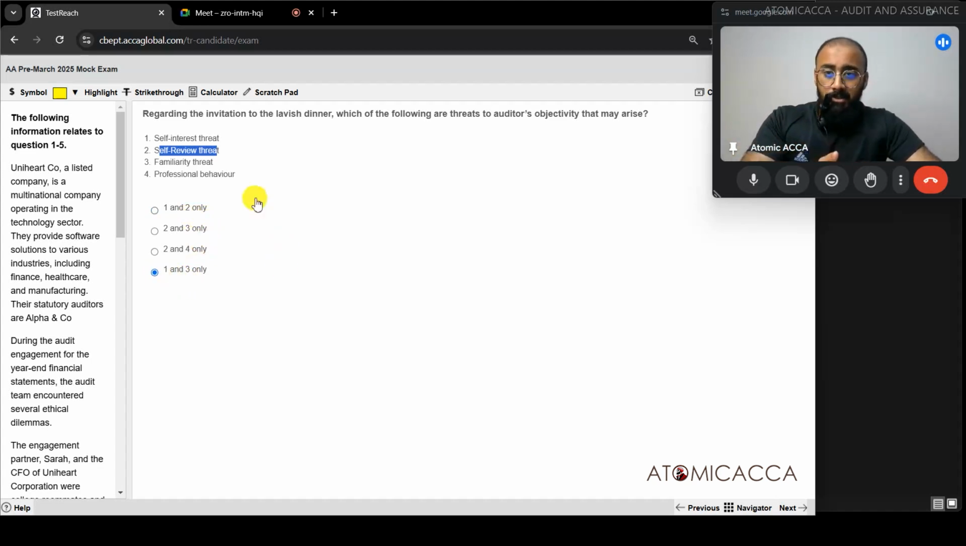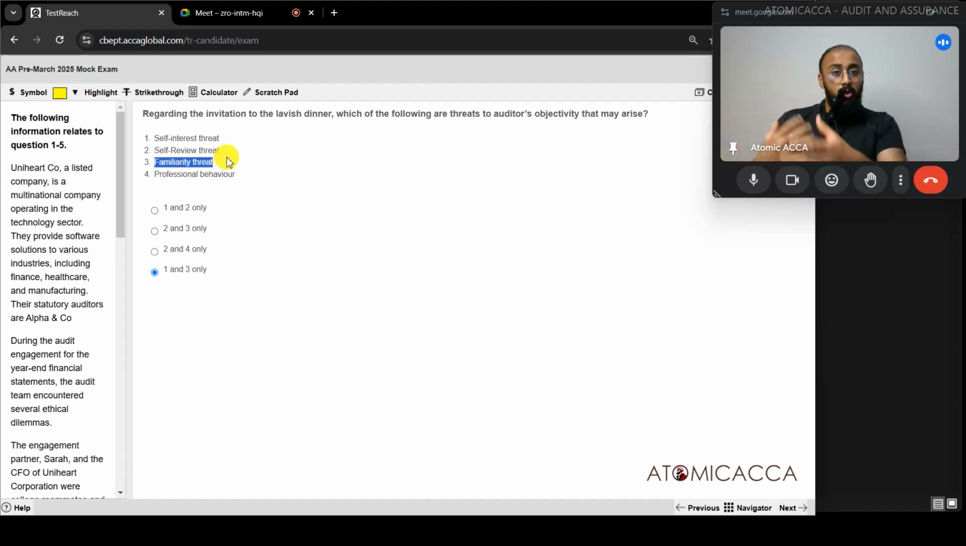What is the third one? Familiarity threat. Just because you have lavish dinner with the client, automatically you will get more familiar with them. You will have more connection built with them, because this is not a formal event. It's an informal event happening outside of the company. So automatically your relationship will build with that particular client, and that will cause a familiarity threat in the future years. Next question.